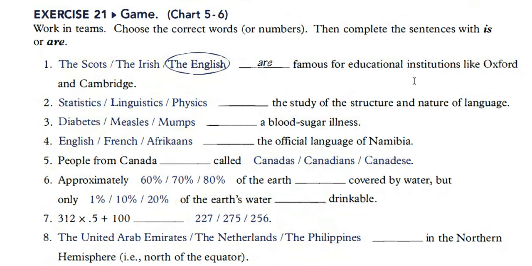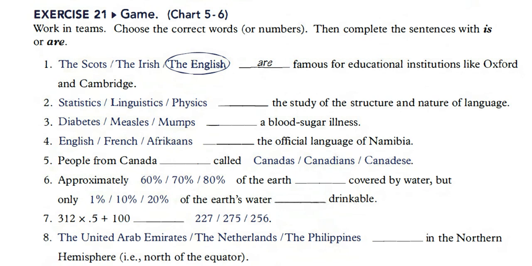We have here statistics or linguistics is the study of structure and nature of language. We have here, if we say blood sugar illness, so diabetes is blood sugar illness. Here we have Afrikaans is the official language of Namibia. People from Canada are called Canadians.